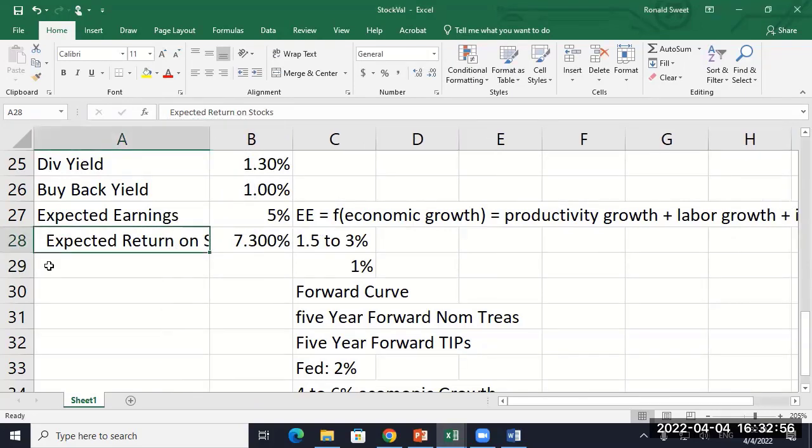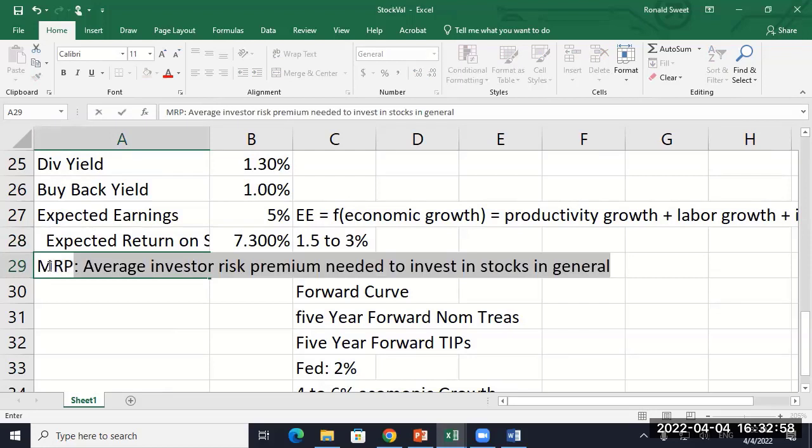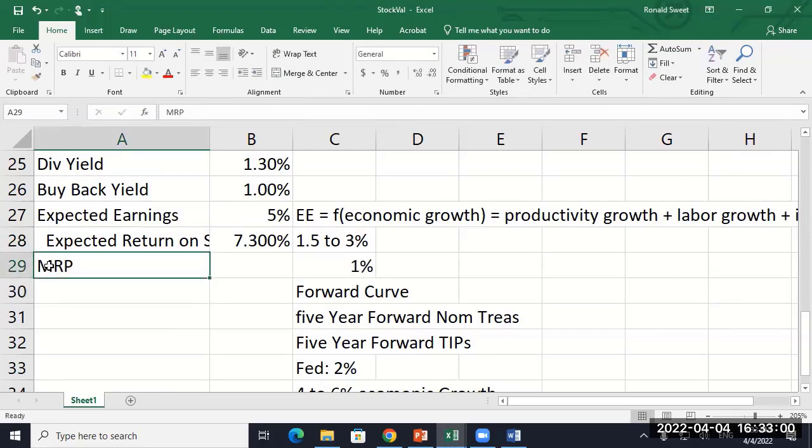So what is my market risk premium? Your market risk premium is your required return on stocks minus the risk-free rate. My expected return on stocks is 7.3, assuming that my expected return equals my required return. So my MRP is going to be 7.3% minus 2.4%.